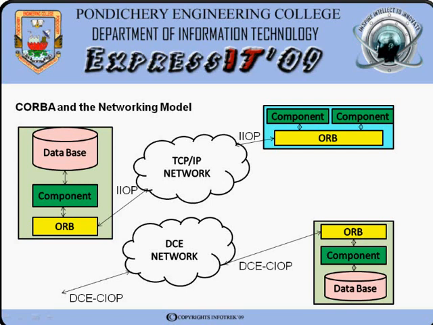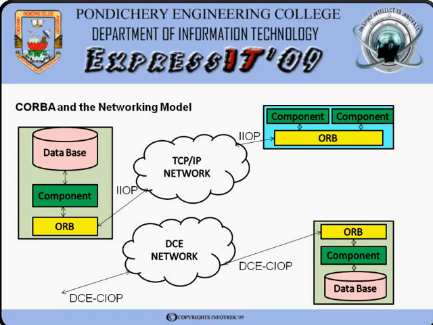Now we will see how CORBA works in different networks. The CORBA standard specifies a general inter-ORB protocol for communicating between various CORBA ORBs and components. As the name itself says, it is a general protocol. It can be specialized. For example, for TCP/IP networks, it is called IIOP. For DCE, it is DCE-CIOP, that is Distributed Computing Environment Common Inter-ORB Protocol.